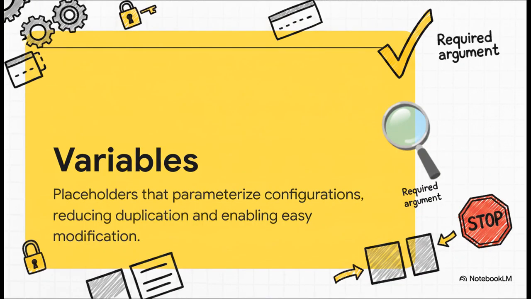This is exactly what variables are for. They act as placeholders to parameterize your setup, which heavily reduces duplication and makes modifications super easy. And to solve our blank value problem, you just drop the required argument right into your variable block. If you define a variable without a default value, Terraform will literally stop the build in its tracks and demand the user provides one. No blank spaces allowed whatsoever.